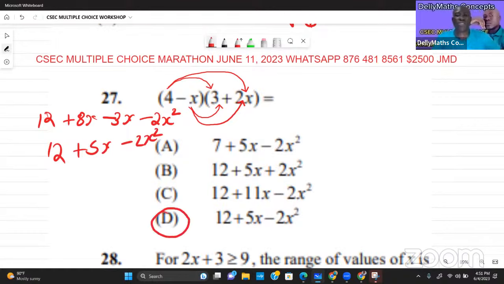So a lot of times you just want to work the math, take a look, and try not to make any error, and you'll be fine.